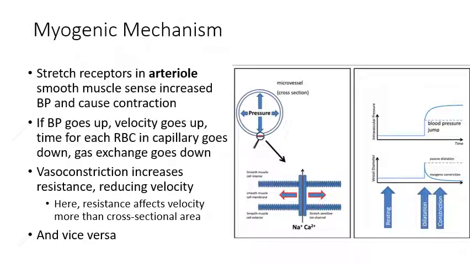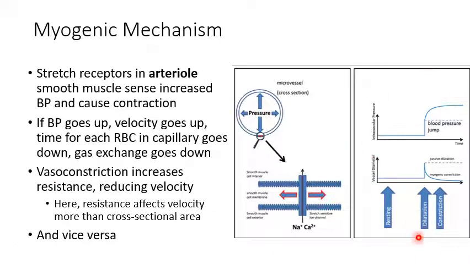And the opposite thing will occur also. If you have less blood pressure, then you're going to have less stretch on the arterioles, and they're going to pick that up, and their smooth muscle in the walls will relax. They're going to dilate in response, and that means that velocity will go up to always stay at about 1 second per red blood cell in the capillary.